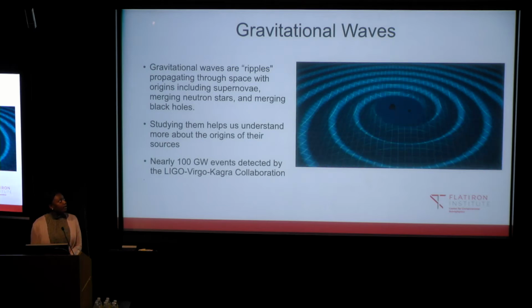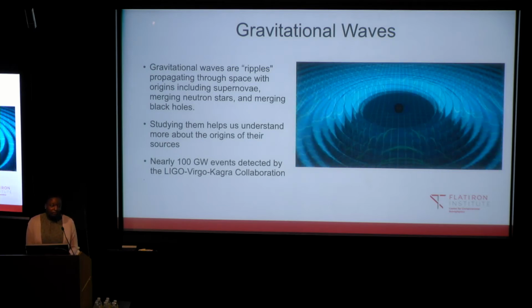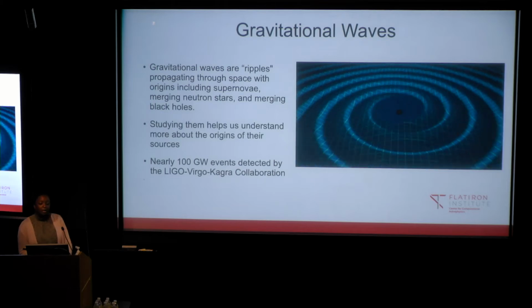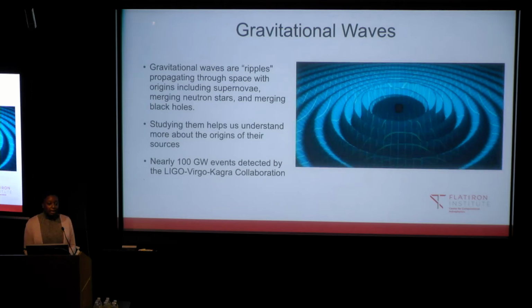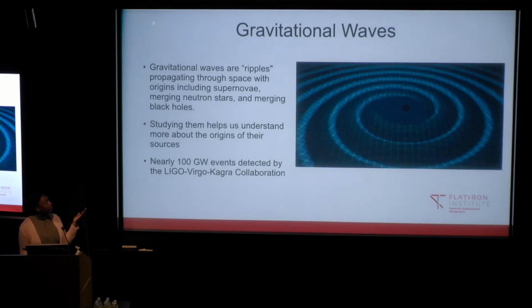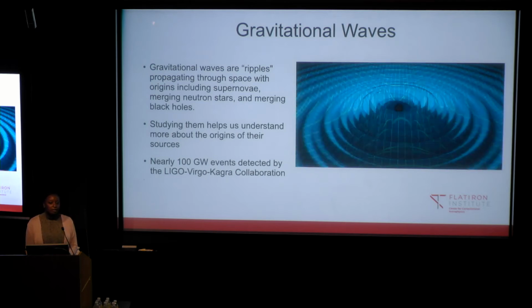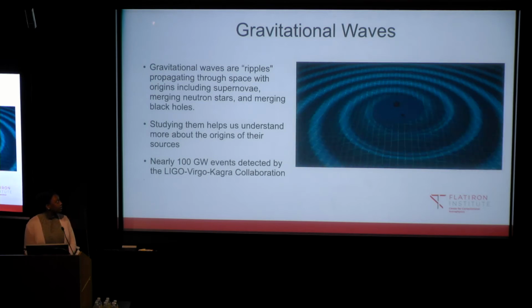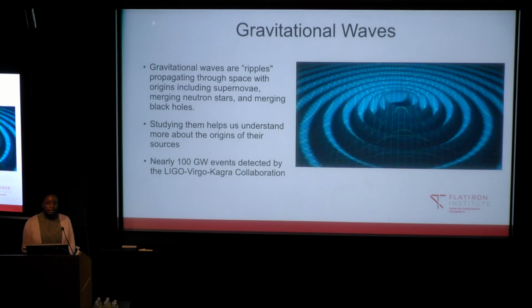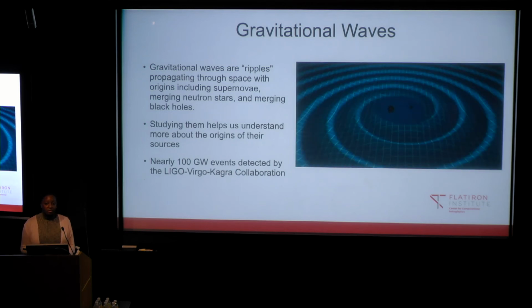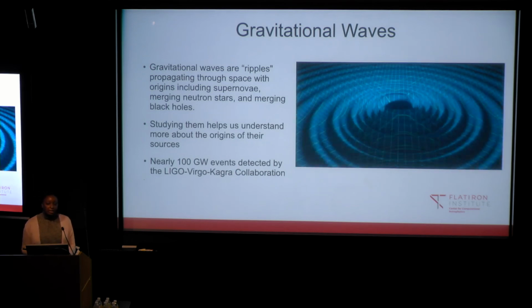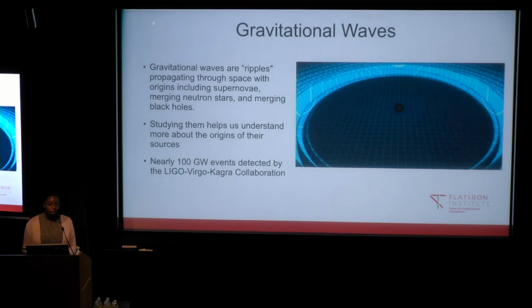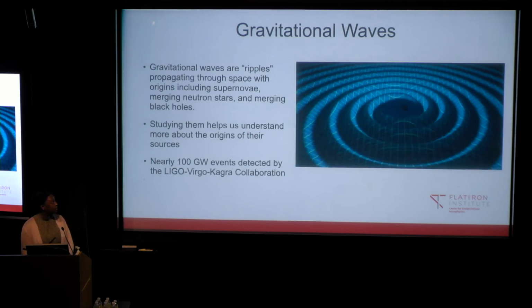So, a little bit of background information about gravitational waves before I get into BBH mergers. Gravitational waves are ripples propagating through space. Some of their sources are listed here, but we like to study the merging black holes in our research. Basically, these waves tell us about the bulk movement and the distances to their sources. Studying them also helps us understand a little bit more about the origins of their sources.